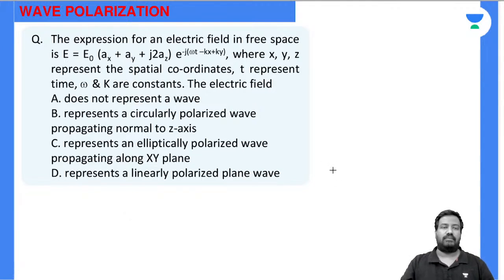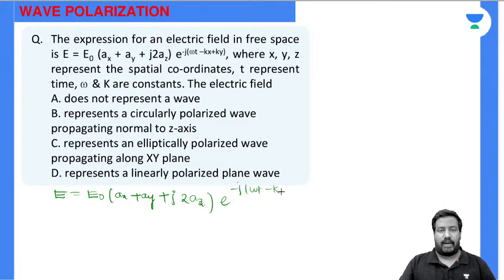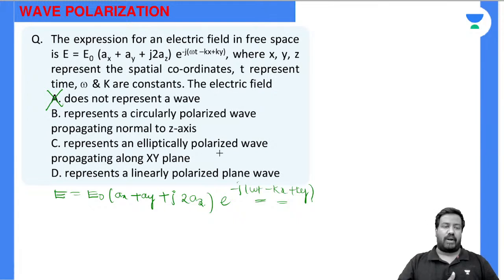Next question. Given electric field is E is equal to E naught of (Ax plus Ay) plus j times 2Az, e power minus j of omega t minus Kx plus Ky. X, Y, Z represent spatial coordinates, t represents time, omega and K are constants. The electric field does not represent a wave. It is changing with respect to space and time. It represents a wave, no doubt. Represents a circularly polarized wave propagating normal to z-axis. Represents an elliptically polarized wave propagating in xy plane. Represents a linearly polarized wave. Please answer. Which of these options are correct?